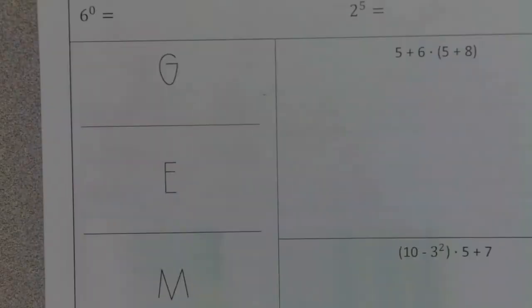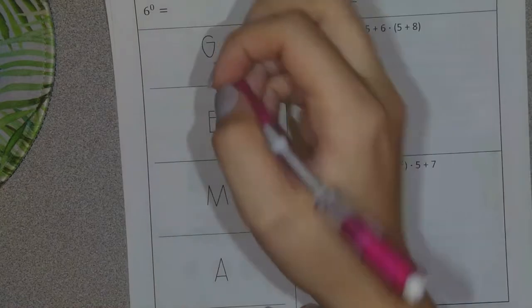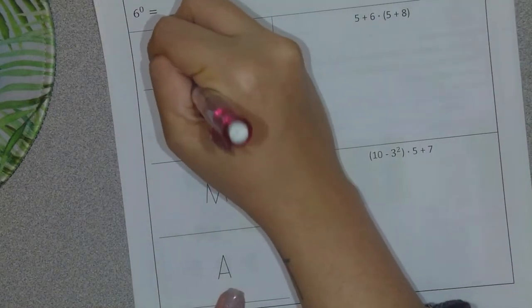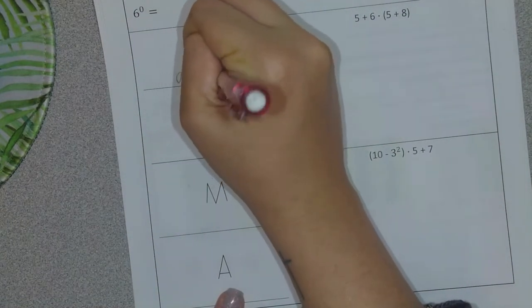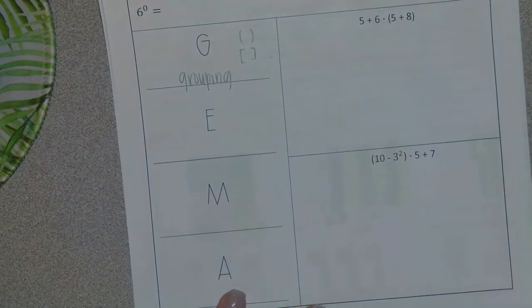All right, moving on to our next page where we talked about our order of operations and we sang our song that goes, it's fun to do the G-E-M-A. We said the G stands for grouping. We said there were 2 types of grouping. We had parentheses and we had brackets.